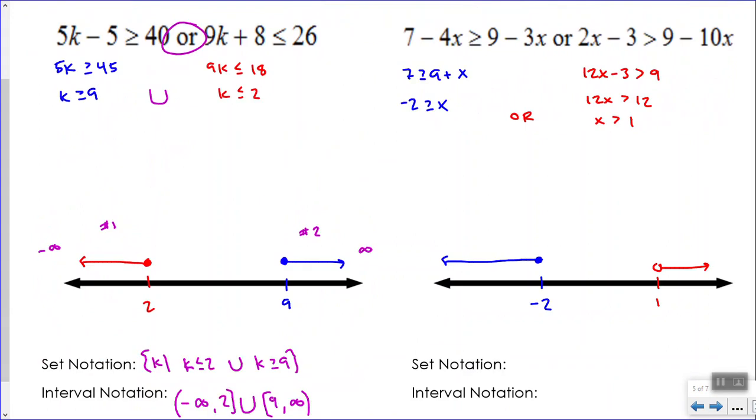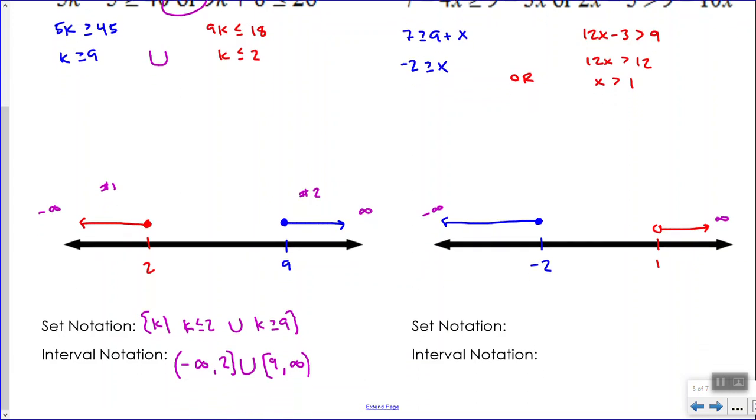Alright, so we solved the inequality on the left. We get x is less than or equal to negative 2, which means a closed circle at negative 2, heading down to the left to negative infinity. Then if we look on the right hand side, we get x is greater than 1, which means we have the open circle at 1, and then taking everything greater than that to the right to positive infinity.